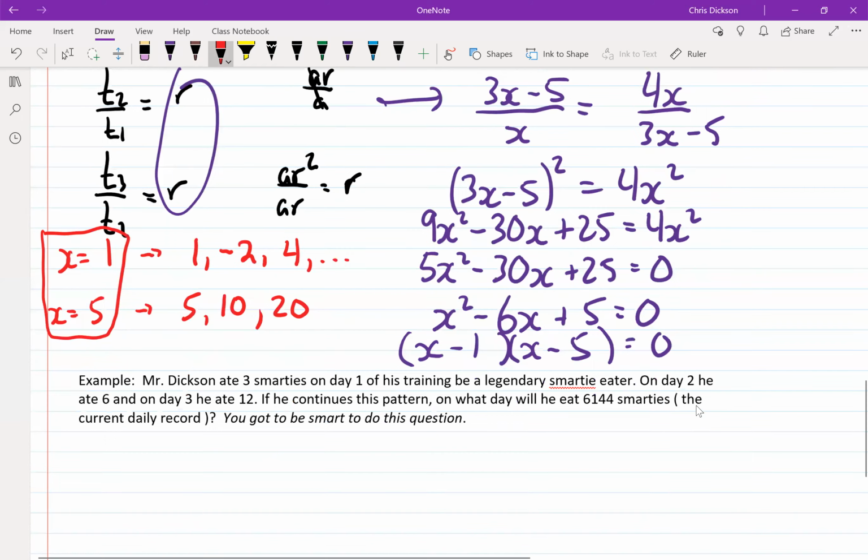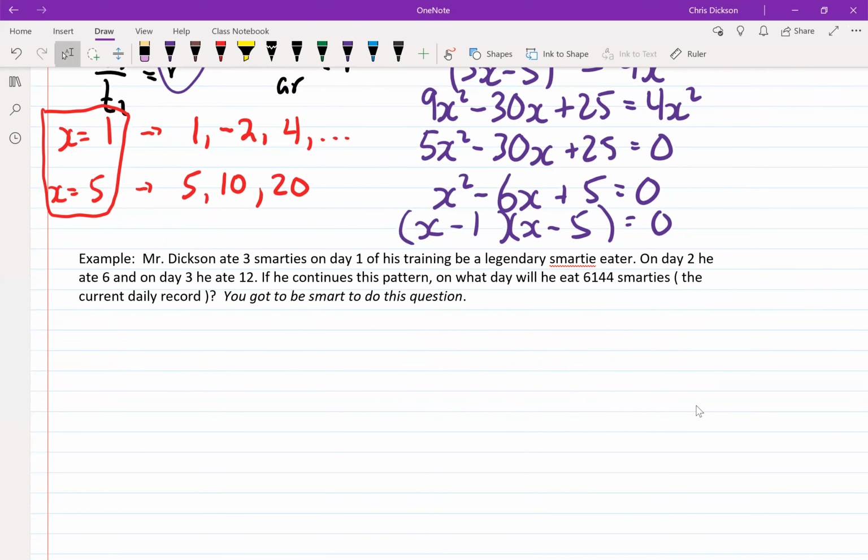Okay, so I love Smarties. Actually, my wife likes Smarties. I'm more of an M&M guy myself. But anyway, they're round, they're chocolatey, they taste good.